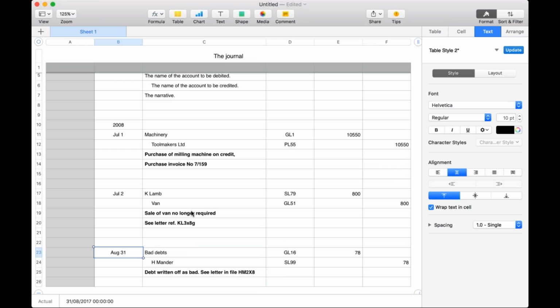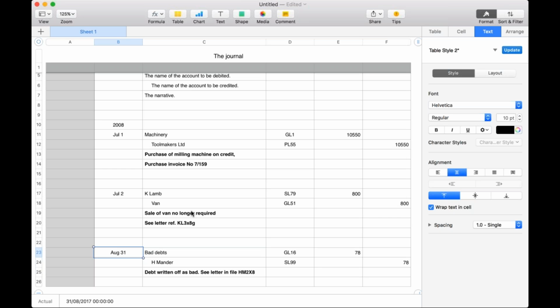So I'm just going to do one more transaction here. It's a bad debt transaction. So we're going to say what's happened in the business on August the 31st, 08. A debt of £78 owing to us from H. Mander is written off as a bad debt. Okay, so H. Mander was previously a debtor.